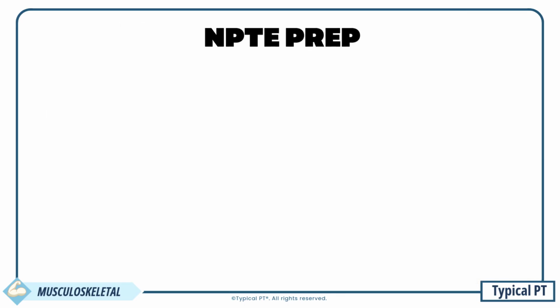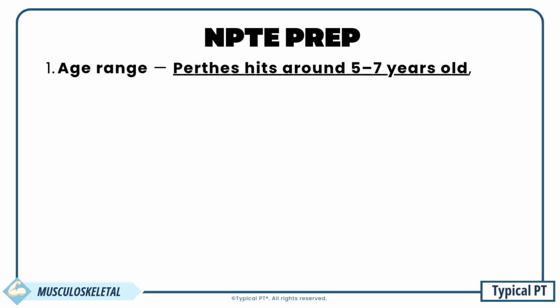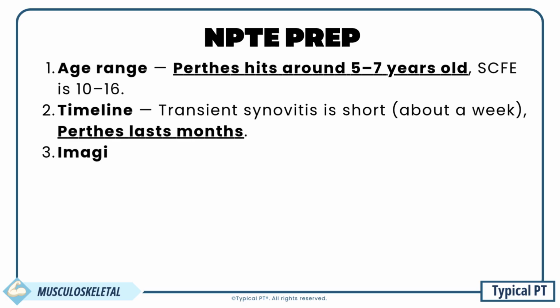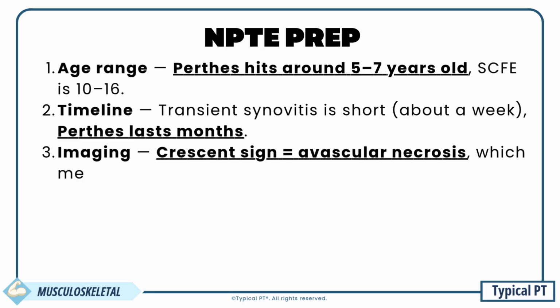For your NPTE prep, remember these 3 quick differentiators in the notebook. Age range. Perthes hits around 5 to 7 years old. SCFE is 10 to 16. Timeline. Transient synovitis is short, about a week. Perthes lasts months. Imaging. Crescent sign equals avascular necrosis, which means Perthes.